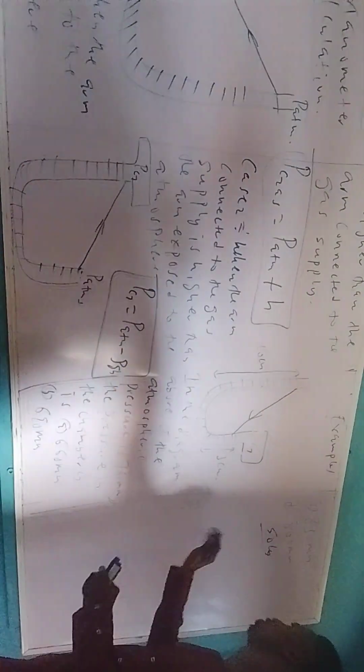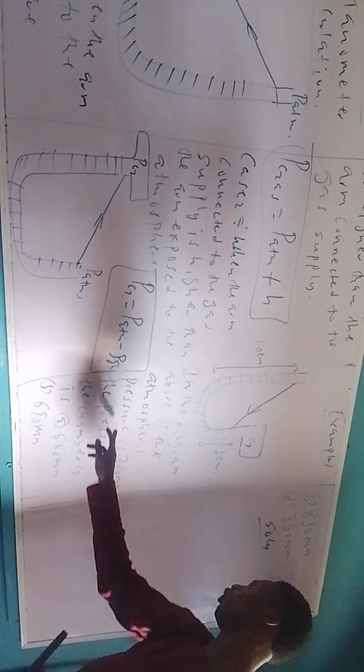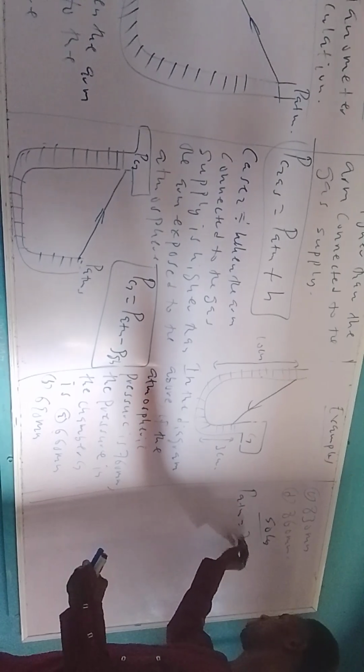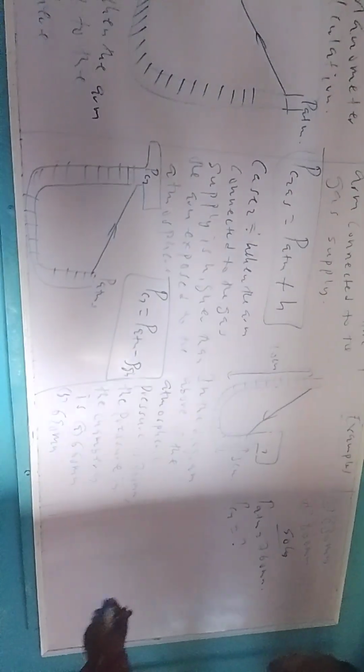So it means pressure will increase. Therefore, the pressure in the gas chamber, as in the diagram above, if the atmospheric pressure, that is PAT, is 760 millimeter, the pressure in the chamber G, that is PG, the pressure of the gas, is what we don't know. And please don't forget, this place is H, not rho g. This place is H.